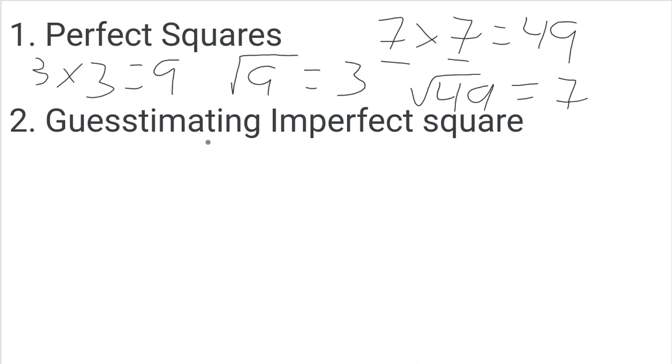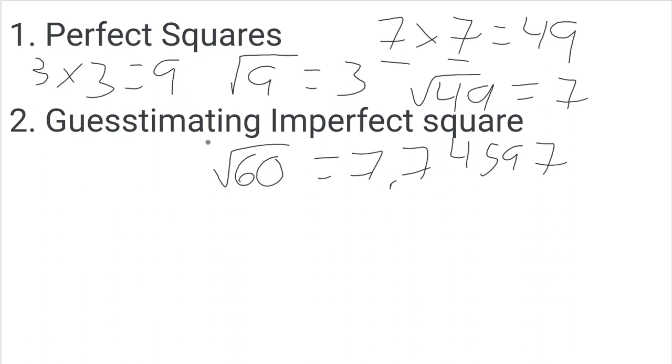So there will be times, though, where we get an imperfect square root. So 60. 60 isn't a perfect multiply of two numbers against each other. In fact, the square root of 60 is 7.74597 when I plug that into my calculator. So it doesn't give us a perfect whole number. So we're going to learn a quick way to compare numbers when we don't have a calculator available to us.